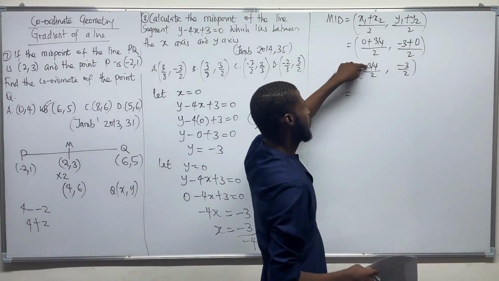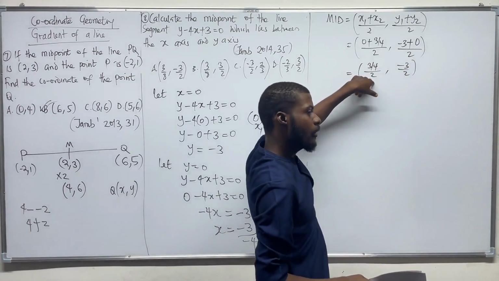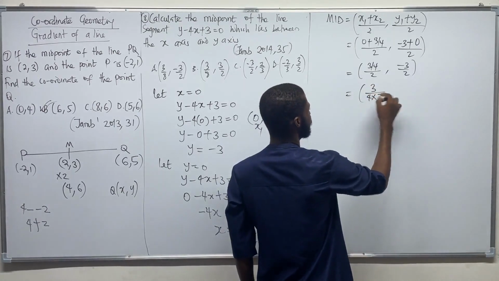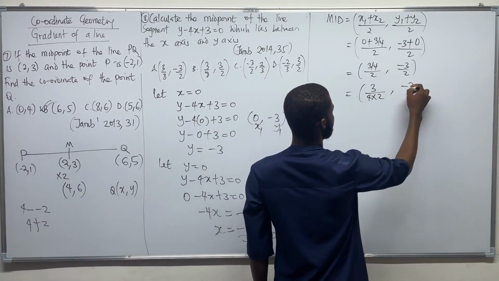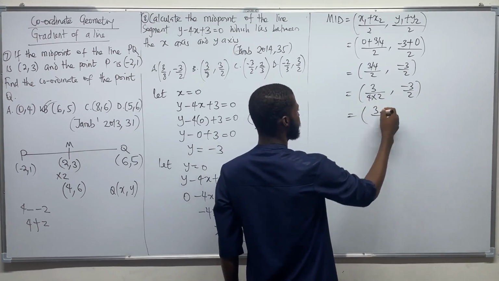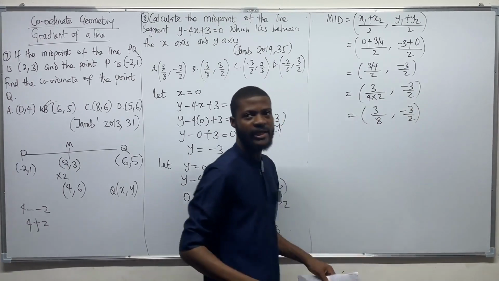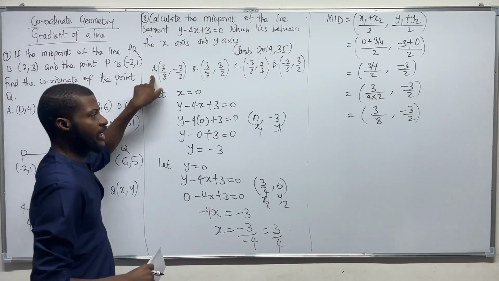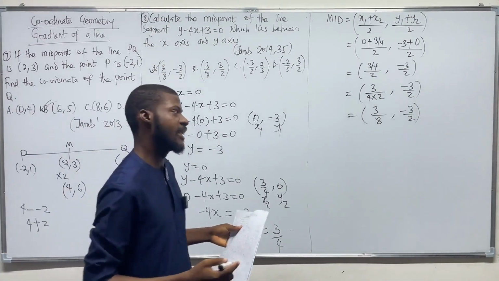This is 3. 3 is divided by 4 and also divided by 2. Altogether, this actually becomes 3 over 4 times 2. That's what it becomes. And then this remains like this, minus 3 over 2. Now this is 3 over 4 times 2 is 8, minus 3 over 2. So looking at this, this is going to leave us with option A. So option A becomes our answer to the problem. So that's A, and that's our answer.